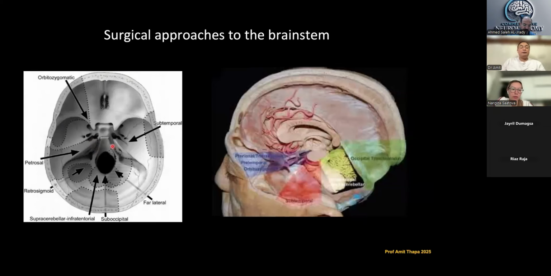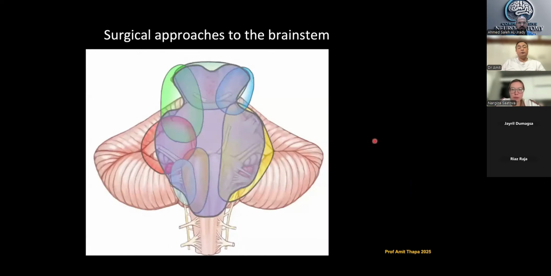And then the medulla can be attacked either from the transclival approach anteriorly, or it can be done through the retrosigmoid, labyrinthine, or transcochlear approaches from the lateral sides. The dorsal surfaces are attacked from the suboccipital routes, either infratentorial or supratentorial. So there are many methods to do it.